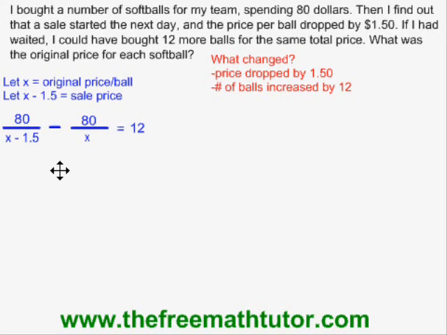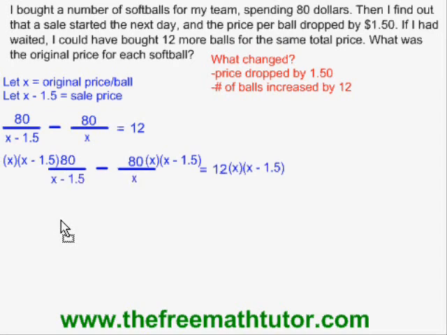Now I'm going to simplify the equation. Because the variables are in the denominator, I am going to multiply everything in the equation by both x and x minus 1.5. And it looks like this. It's time to do some canceling. In the first fraction, the x minus 1.5 on the top cancels with the x minus 1.5 on the bottom. In the second fraction, the x on the top cancels with the x on the bottom.